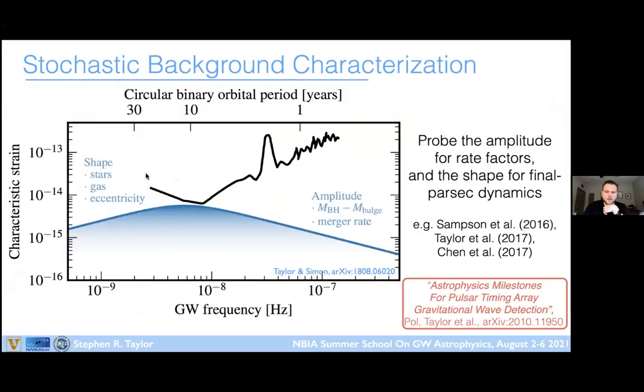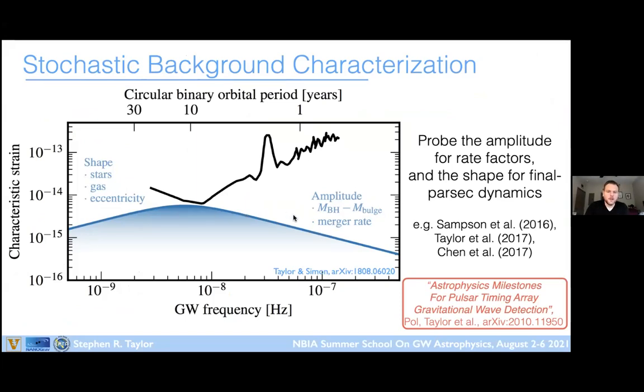Yeah, so that's a really good point. So I'll just go back to show where this all comes in. So the dependence of the mass, the chirp mass distribution, and the number density, it's kind of all encapsulated into one variable, which is the overall amplitude of the background. Hence why it is so difficult to tease those apart.